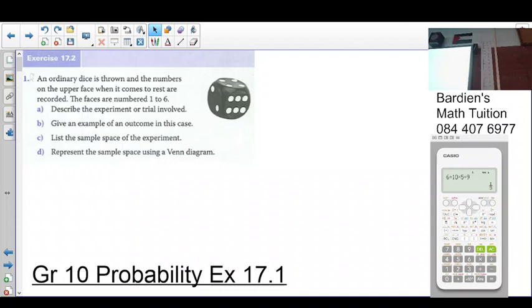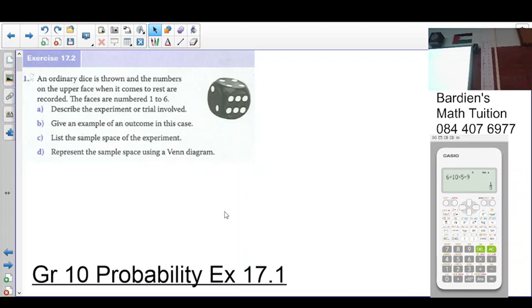Here we are told that in 17.2 an ordinary dice is thrown and the number on the upper face when it comes to rest is recorded. The faces are numbered 1 to 6. Describe the experiment or the trial involved.